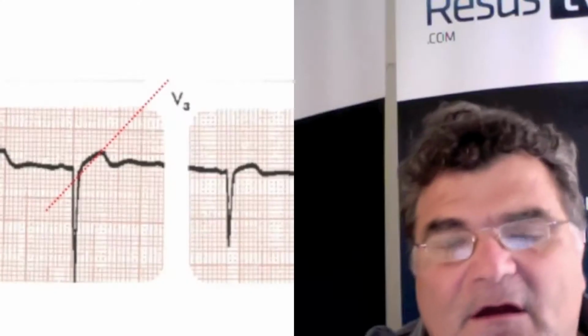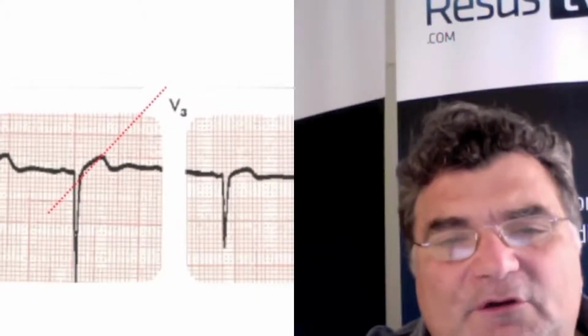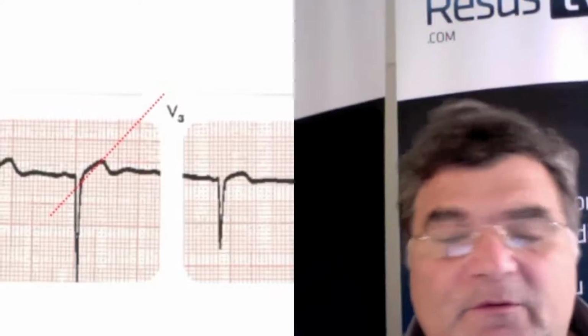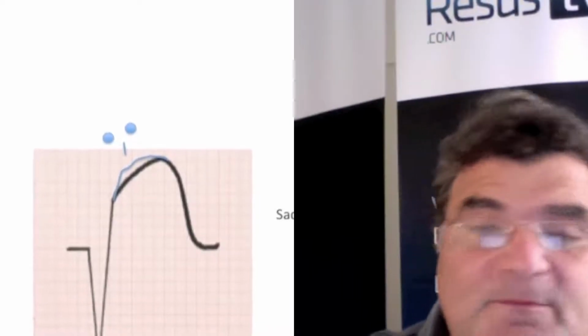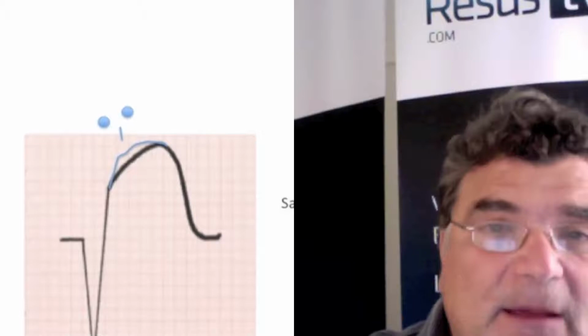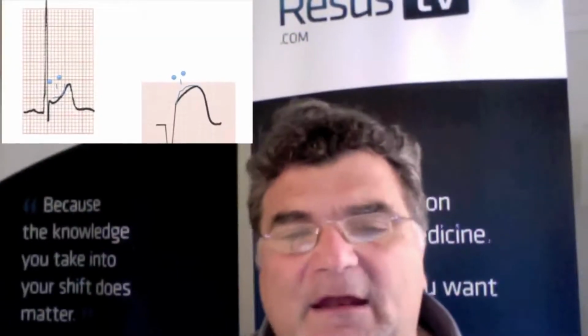If we look at the shapes where there's convexity, if we draw a line through the J point and the peak, we've got what we call a sad face. And this is potentially an acute MI. It's not that clear cut, but happy and sad faces can help us.